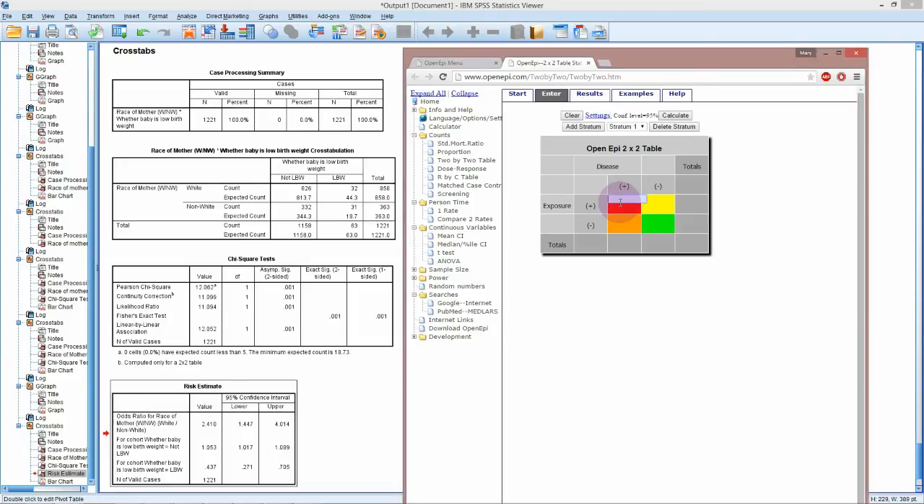So in this case you might want to put in the non-white here. And I wonder if we can actually change this. Yep. So let's change that to non-white. And then we'll put this in as being white. It's not a disease per se, it's just low birth weight and not low birth weight. So you can see I've got everything in a slightly different order than we had in SPSS.